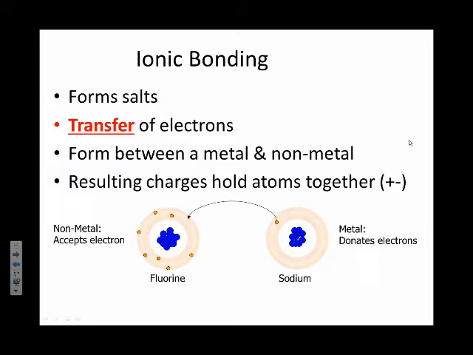So here's an example where sodium gives up an electron to fluorine, and now sodium will have a +1 charge, fluorine will have a -1 charge, and the two will be ionically bonded together. There's also some terms, anion and cation. Cations are for positively charged atoms, anions are for negatively charged atoms.